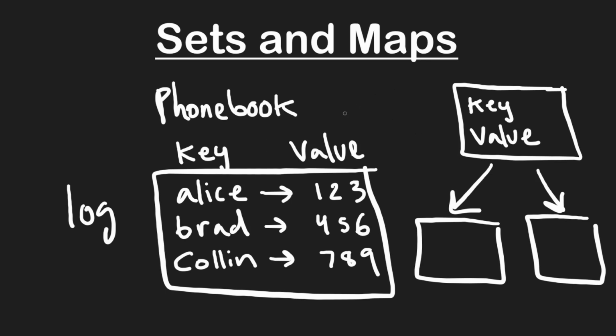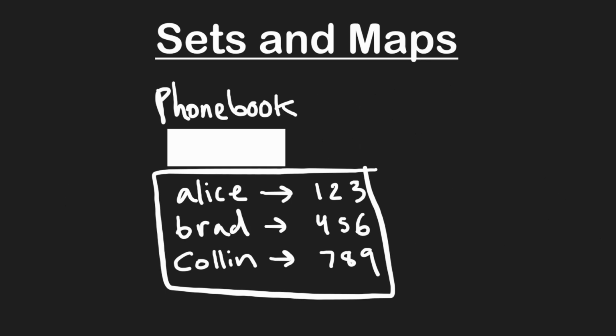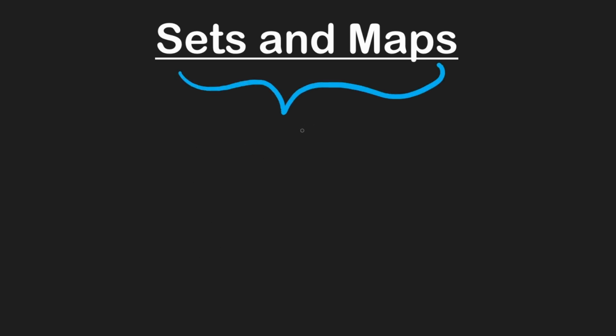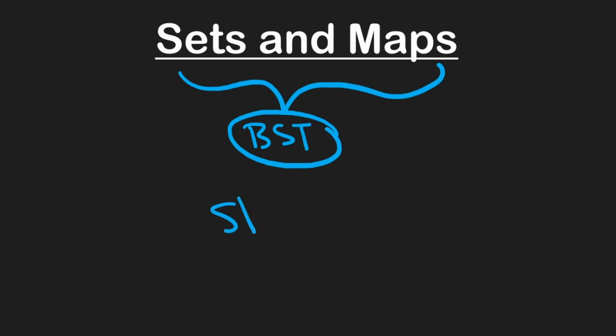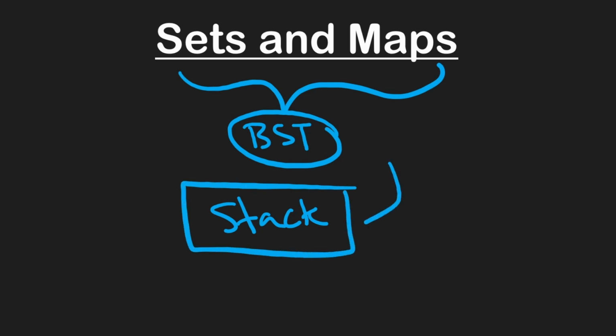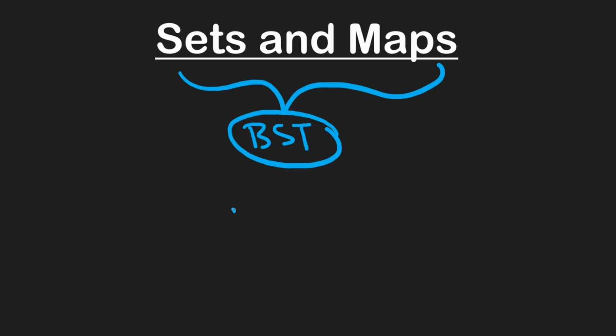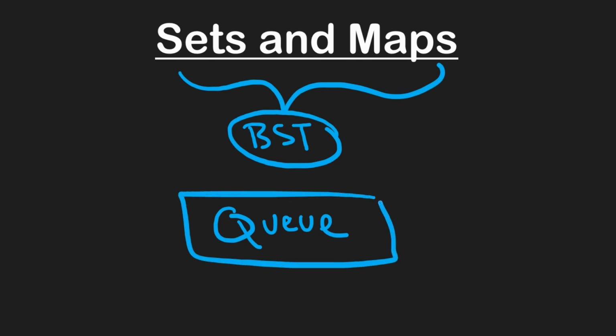So this is one way of implementing sets and maps. Using binary search trees, we can implement sets and maps. So the binary search tree is the underlying data structure. It's similar to how we talked about stacks earlier. Stacks are kind of the interface, the data structure we can push and pop, but underneath that, it's implemented with dynamic arrays. Similar to how queues are implemented with linked lists. Sometimes they can also be implemented with dynamic arrays as well.